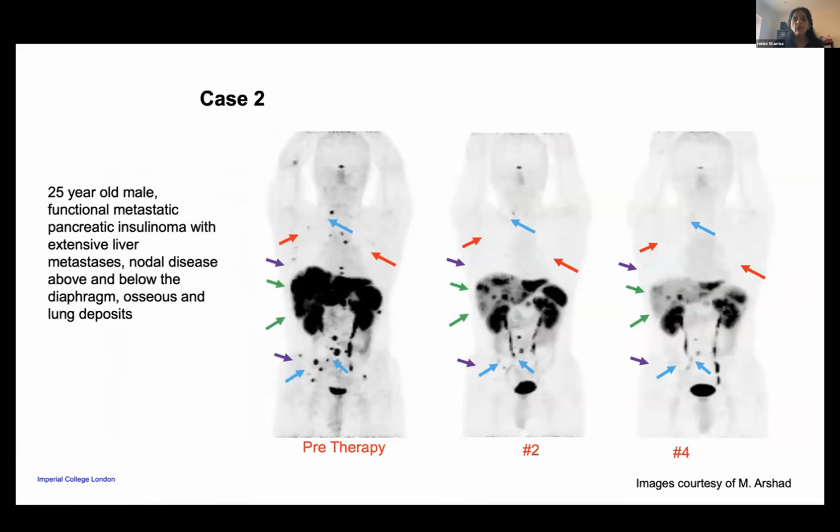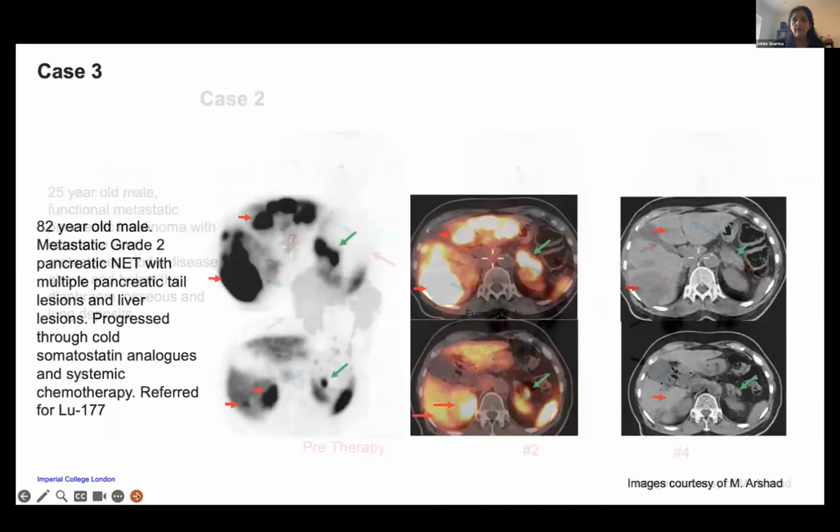Again, this is another patient, a 25-year-old man with a functional pancreatic insulinoma, extensive disease both above and below the diaphragm. And you can see on the left-hand side, the pre-therapy scan really illustrating the bulk of disease. The middle image is after 2 cycles of treatment, and the last image is after 4. So you can see a dramatic change with lutetium dotatate.